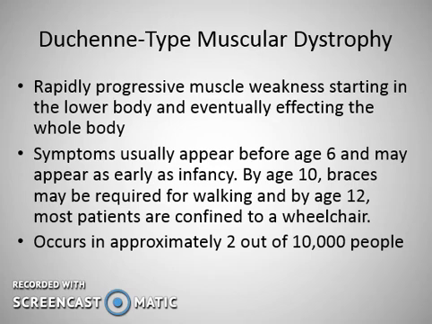Duchenne muscular dystrophy, again, is a progressive muscular disease. It starts in the lower body, eventually affects the whole body. It says symptoms usually appear before age 6 and can appear as early as infancy, but by age 10, most individuals need some kind of bracing of their lower limbs to help them walk. And usually by the time they reach puberty or shortly before, they're no longer able to walk and have to be confined to a wheelchair.